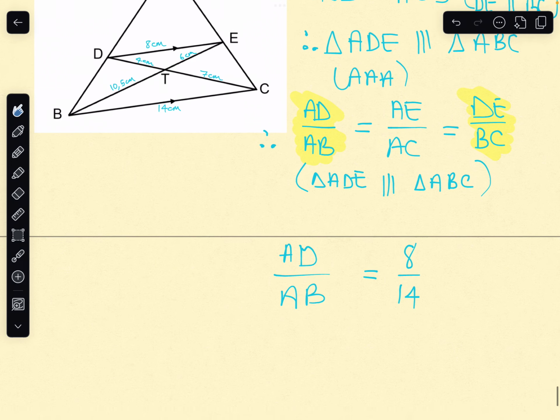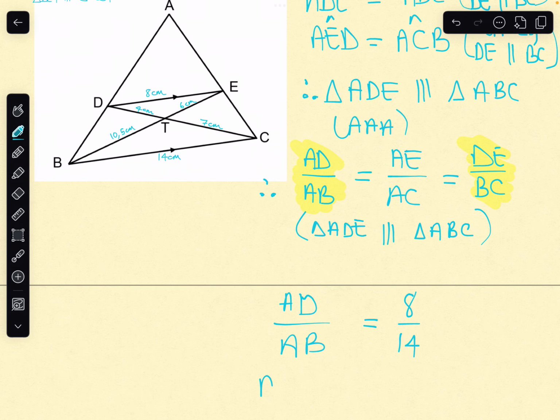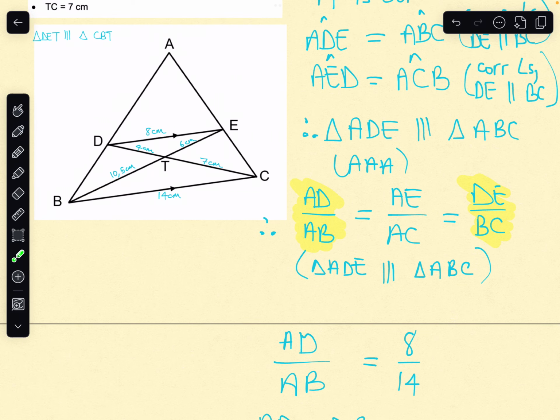And so what that means is the ratio between AD and DB, if the ratio between these two is 8 to 14, so if this is an 8 part and this whole thing is 14 parts, then it makes sense that this part is 6 parts. So 8 parts, 14 parts, 6 parts. And I speak in terms of parts because we don't actually know how long AD and DB are. We don't have enough information to work that out.